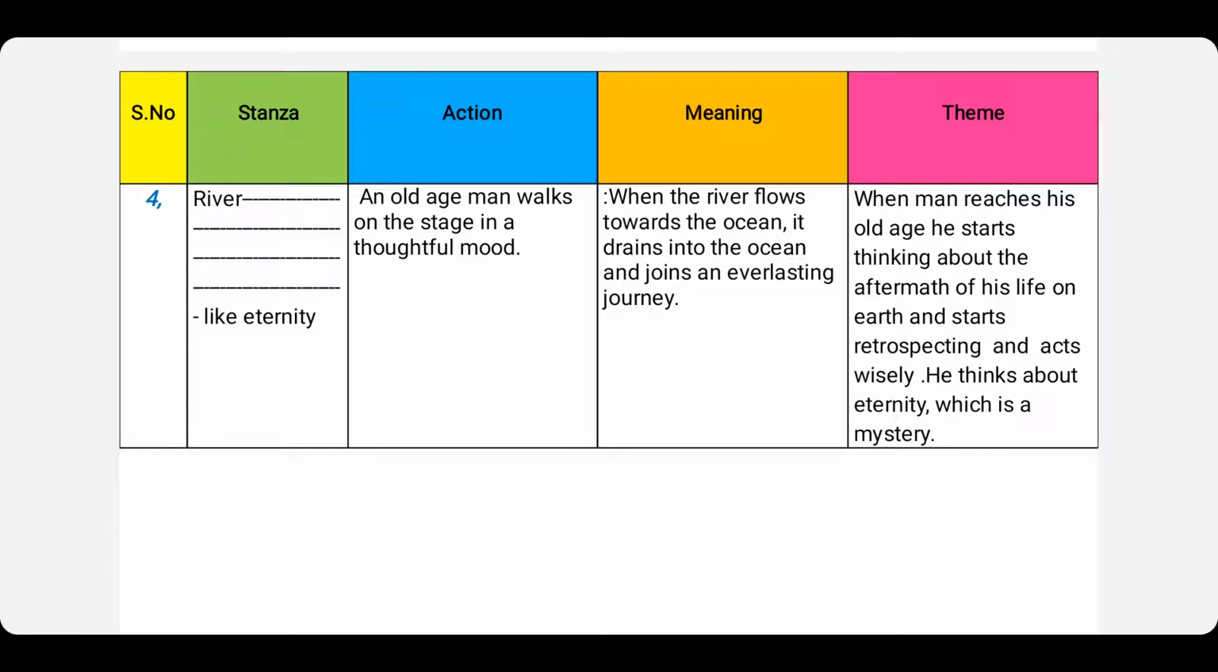Eternity means the thing which remains forever and ever. So that is the heaven. So he is thinking about the life after the life on the earth. Right? What's the meaning? When the river flows towards the ocean, it drains into the ocean and joins an everlasting journey. So the river is ending its journey and it is going and mixing into the ocean. Now the river has become a part of the ocean, wherein the ocean is a very huge water body where there are no boundaries for the ocean. So that is how the ocean is compared to the eternal life.